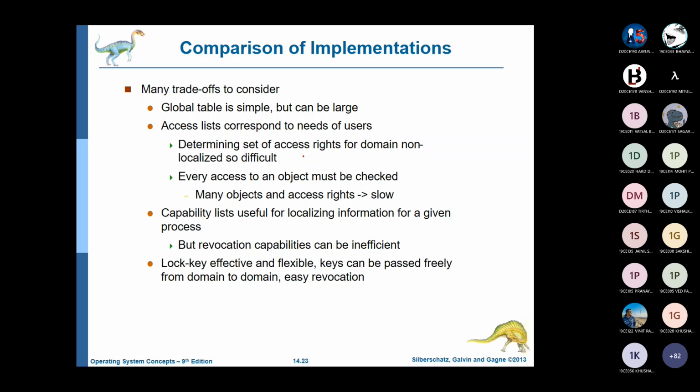So it has a domain and your access right. This tuple has the right domain and access right for each object, right? So every access to an object must be checked in that particular list. The next is the capability list, which is useful for localizing information for a given process.